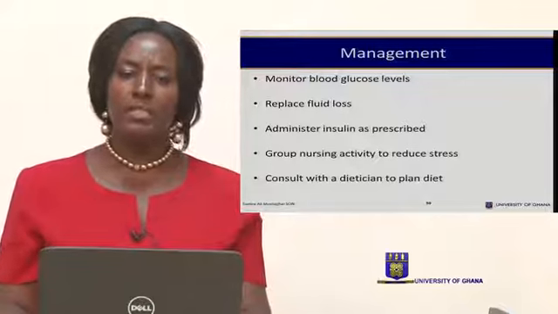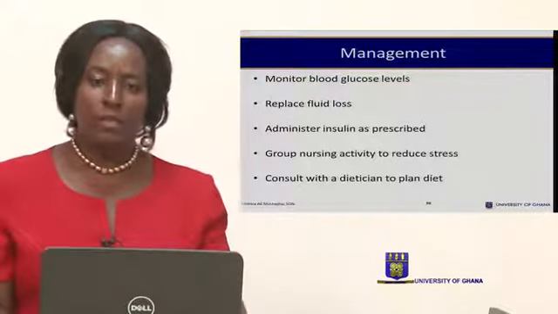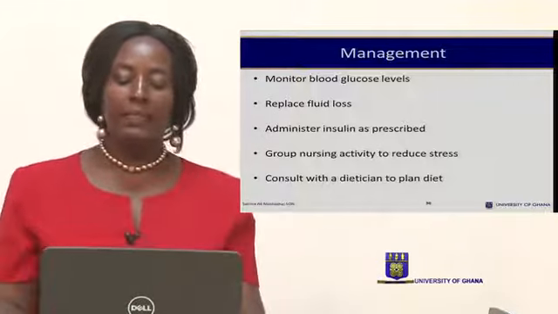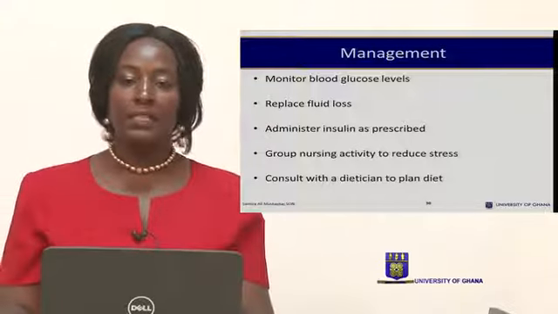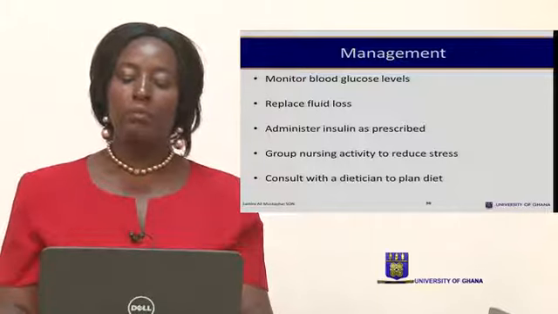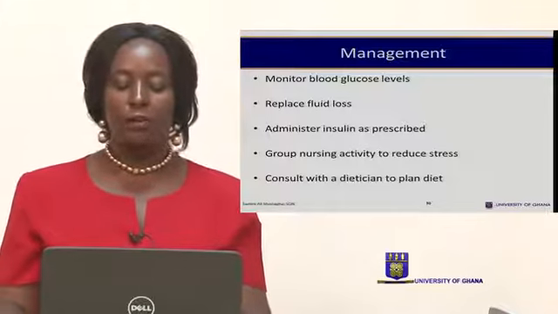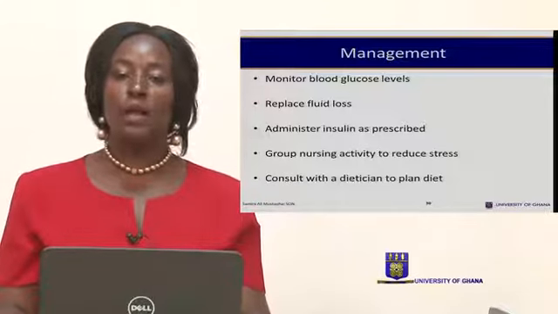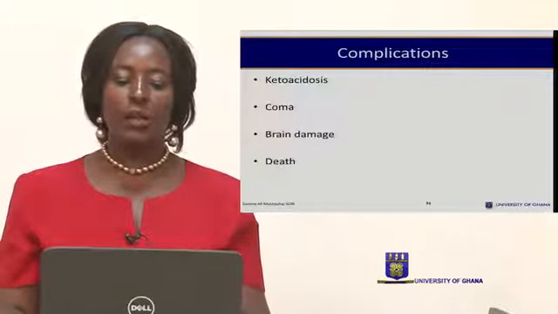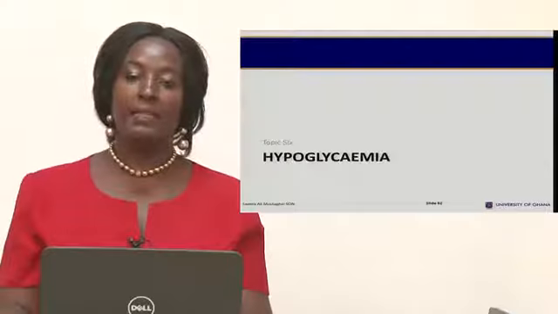So when we notice this, we monitor the blood glucose level, we replace fluid loss if it is due to dehydration, and then we administer insulin when there are very high levels to prevent some ketoacidosis, because it also goes with some dehydration. And then we group all our nursing activities to reduce stress and allow rest, and consult the dietitian to also come and help plan the care when it involves older children. So ketoacidosis, coma, brain damage are some complications we can have.